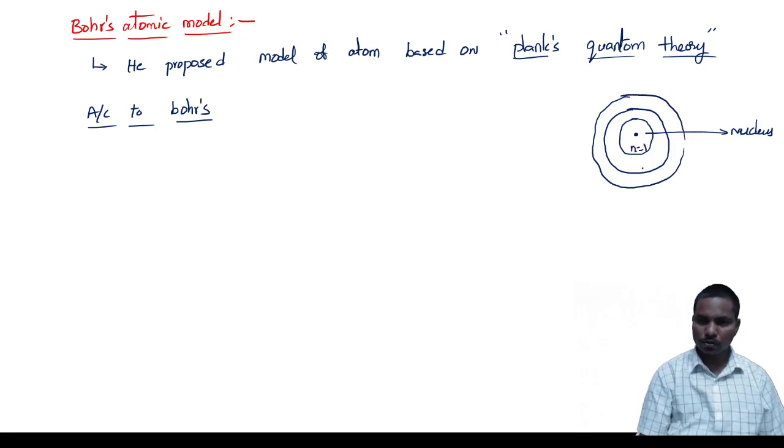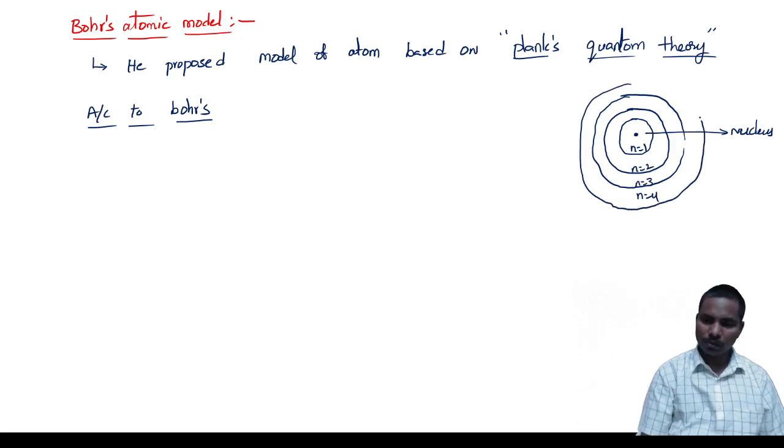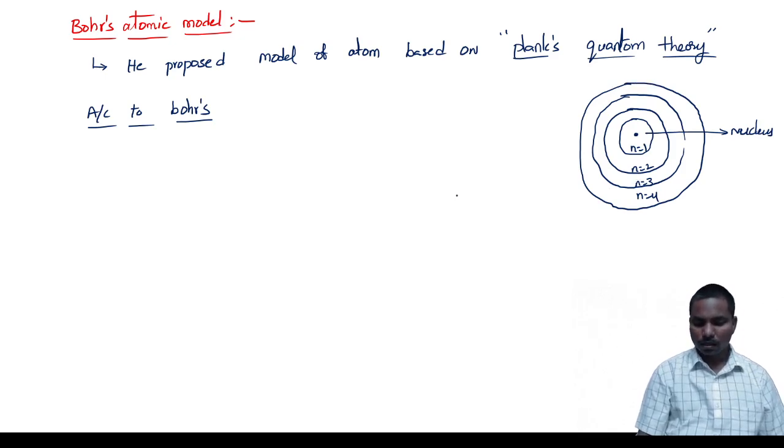So n is equal to 1, n is equal to 2, n is equal to 3, n is equal to 4 like that. And whenever an electron moves from one orbit to another orbit, energy may be absorbed or energy may be released. Okay, that is given by Bohr's atomic model.